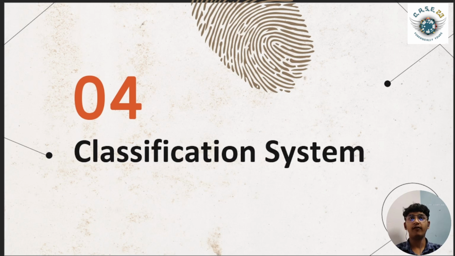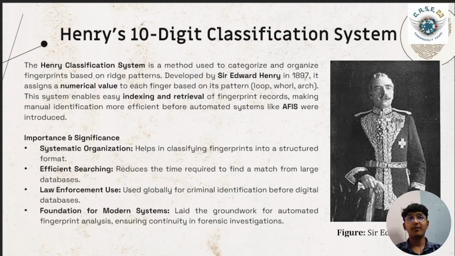So far we have covered what fingerprints are, their types, and how we develop them, and also the minutiae patterns. Now let's move on one step closer to our main topic, fingerprint analysis. But before we dive into that, we need to understand how fingerprints are classified. Because without classification, fingerprint identification would be like finding a needle in a haystack. One of the most important systems used for fingerprint classification is Henry's 10-digit classification system. This method, developed by Sir Edward Henry in 1897, was a game changer in forensic science.